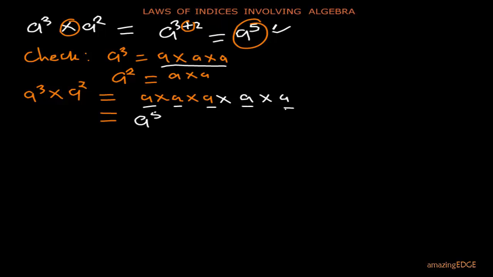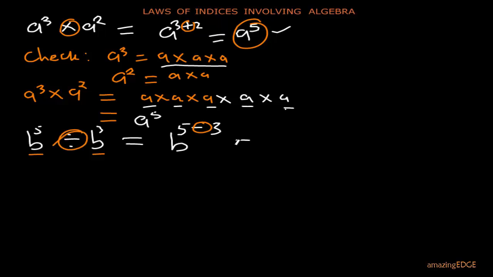Supposing I have b raised to power 5, divided by b raised to power 3. Again, by the law of indices, we observe that these have a common base. This is b, this is b. So we pull out the common base, and that will give us b raised to power 5 minus 3. We're having minus at this point because we have division here. We already know that by the law of indices. So that will give us b raised to power 2.